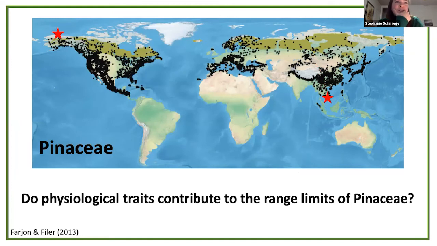Now I'd like to switch focus a little bit and ask the same question, but at the northern range extreme. So now we are going to travel from Vietnam all the way to Arctic treeline and see whether the physiology can tell us a little bit about the northern range limit of this same family.